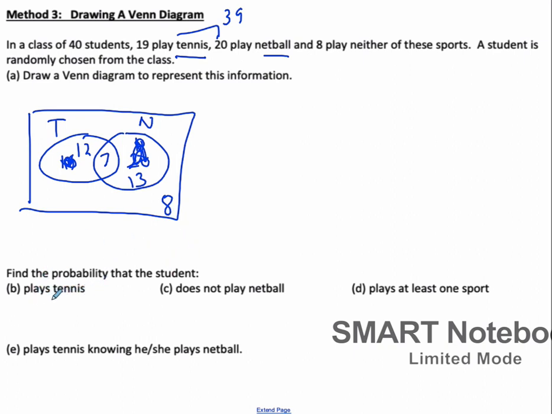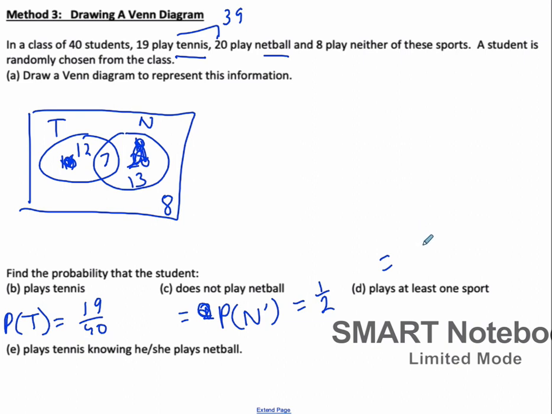So now down here, find the probability that a randomly selected student plays tennis. So the probability of a student playing tennis is, well, there's 19 tennis players out of 40, so it's simply that. Does not play netball. Well, 20 play netball, so 20 do not play netball. So we can write this like this. So it's 20 out of 40, which is just half, or 50%.